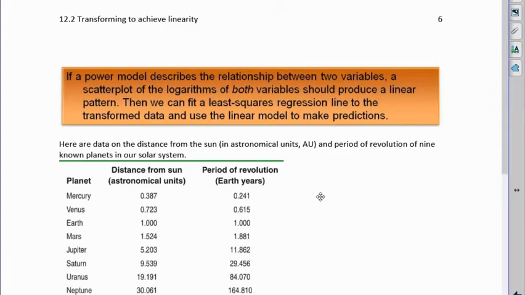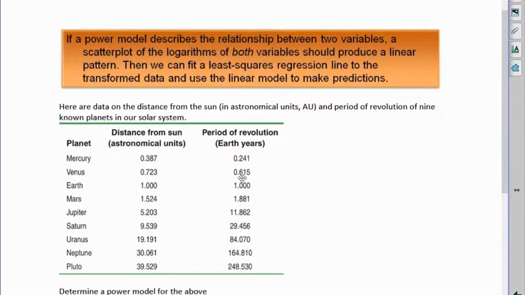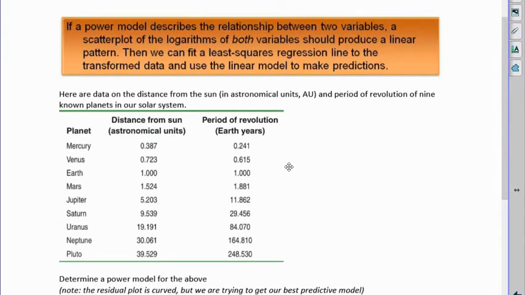Here we have data with distance from the sun in astronomical units, AU, and the period of 9 known planets, although I don't know if Pluto's still a planet. We can see that we've got distances that are quite large, increasing quite rapidly in both of these directions. And that tells me that maybe the log on both of the lists would be appropriate. Now, that's what I'm going to do.